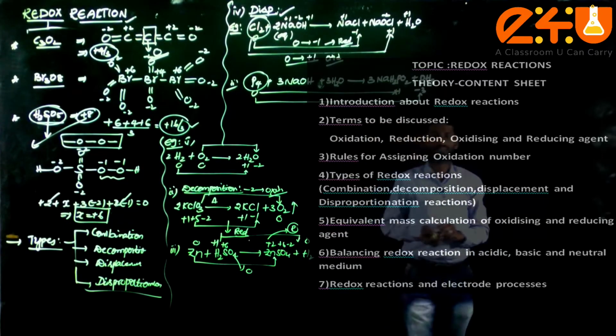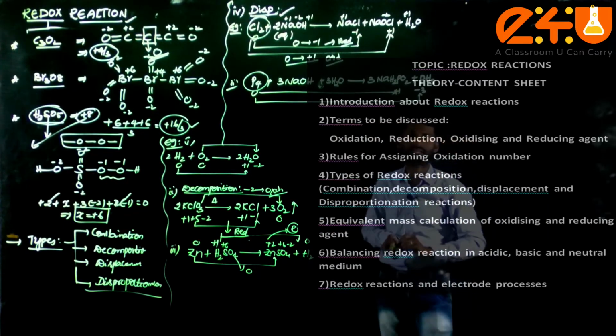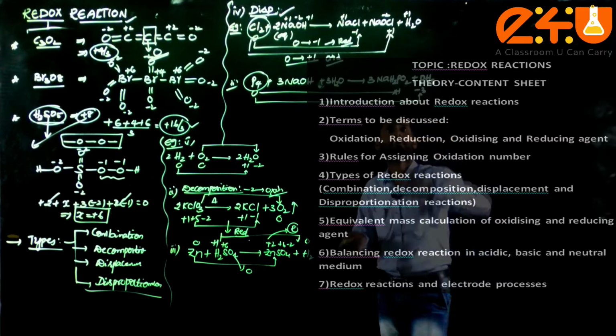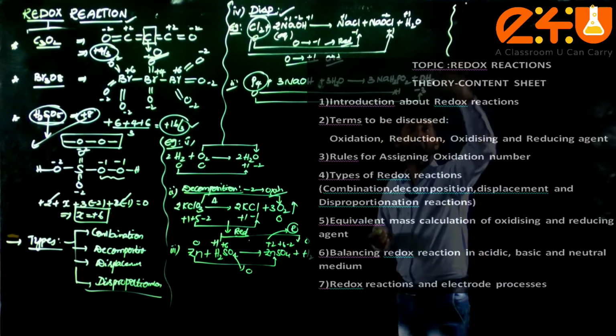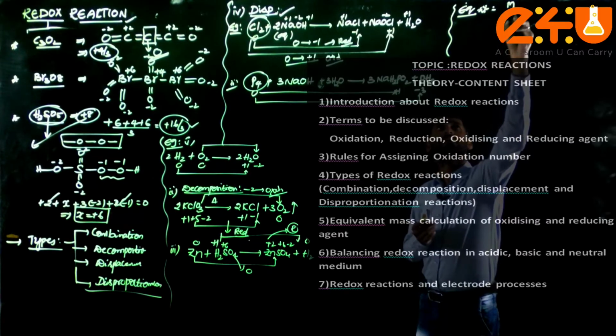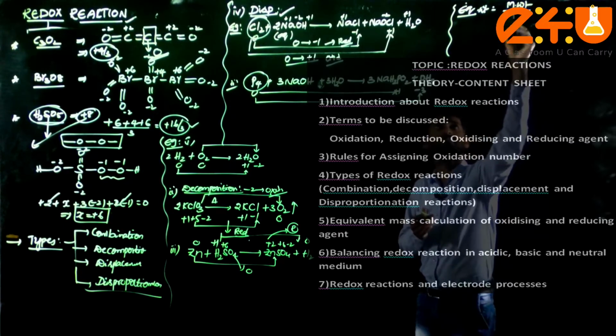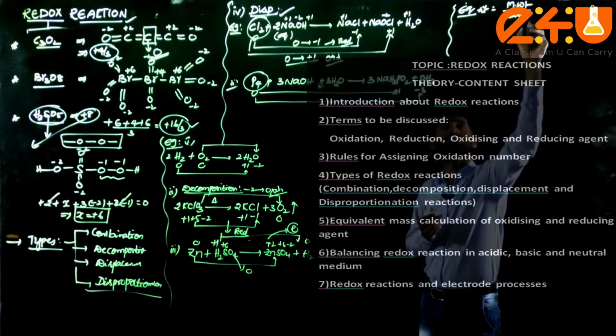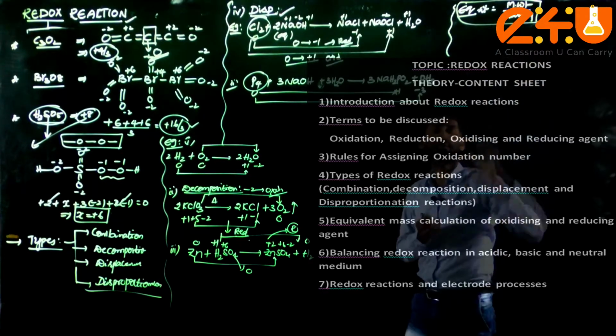Okay, next one: equivalent mass calculation of oxidizing and reducing agents. Very important, dear students. We already know how to calculate equivalent mass. In general, I am writing molecular mass or molecular weight divided by its valency. Molecular mass divided by valency.